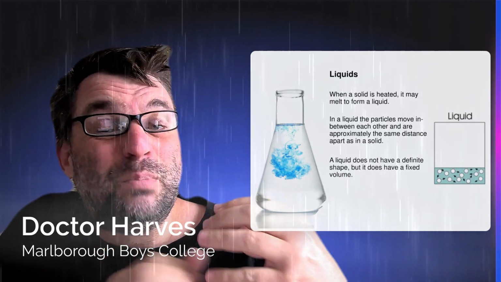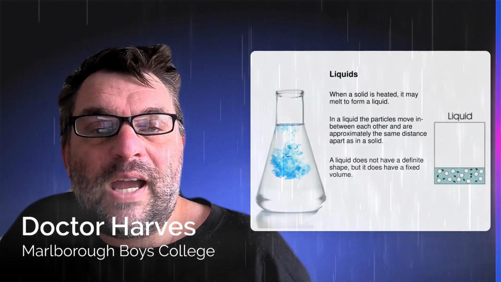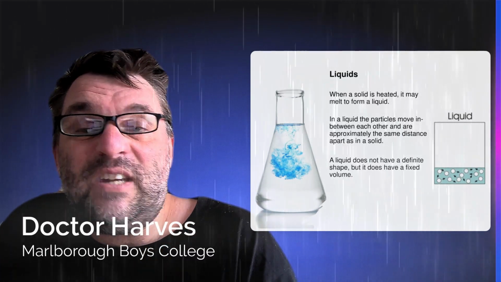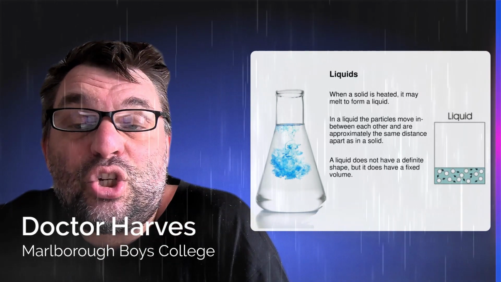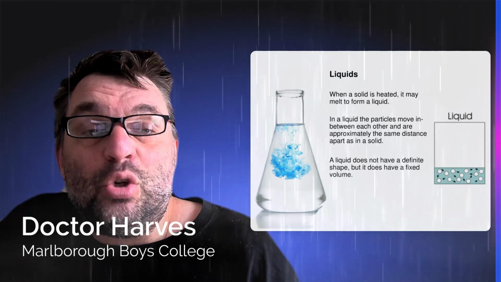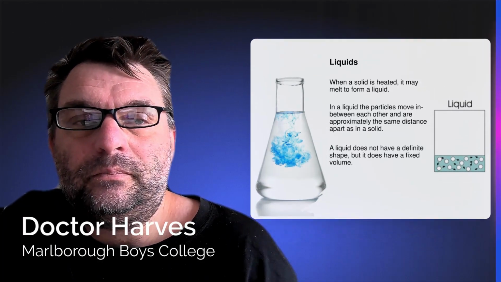Okay, but still the distance between the particles is about the same as that of a solid. This means they don't have a definite shape. So if you pour a liquid into a container, it will take the shape of that container, but they do have a fixed volume, just like a solid.